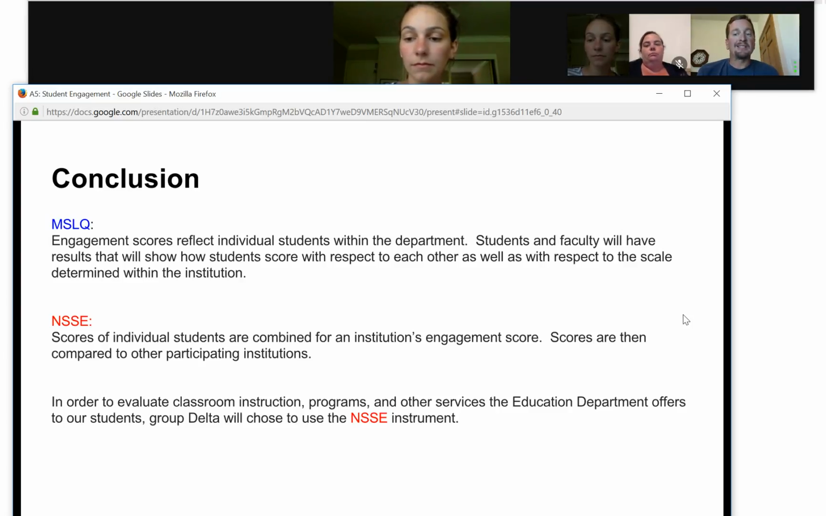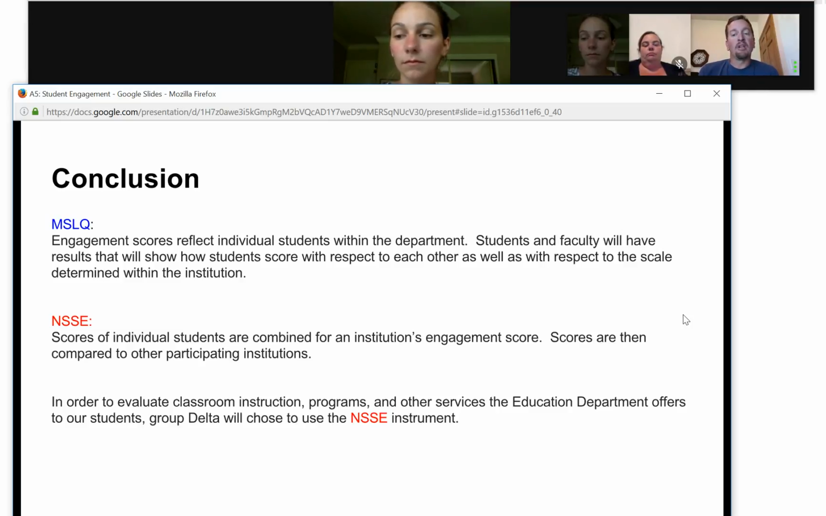With the NSSE test, the scores of the individual students are combined for the institution's engagement score. The students don't actually get a score. It's the school or department that gets the score. Scores are then compared to the other participating institutions. When the school looks at how they rank with the other institutions that give this measure, they get a sense of what they're doing for their students compared to other places.